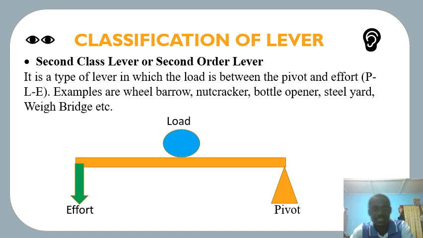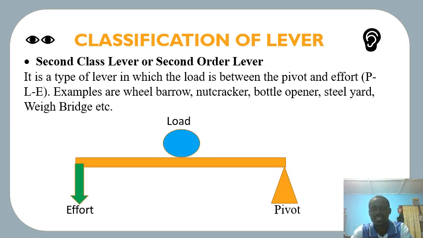Let's look at the second class of lever, which is the second class lever or the second order lever. For the second class lever, the load is between the effort and the pivot. Here the position has changed. Now the load has come into the center. So where the load is between the effort and the pivot, that particular device or simple machine is classified as a second class lever.